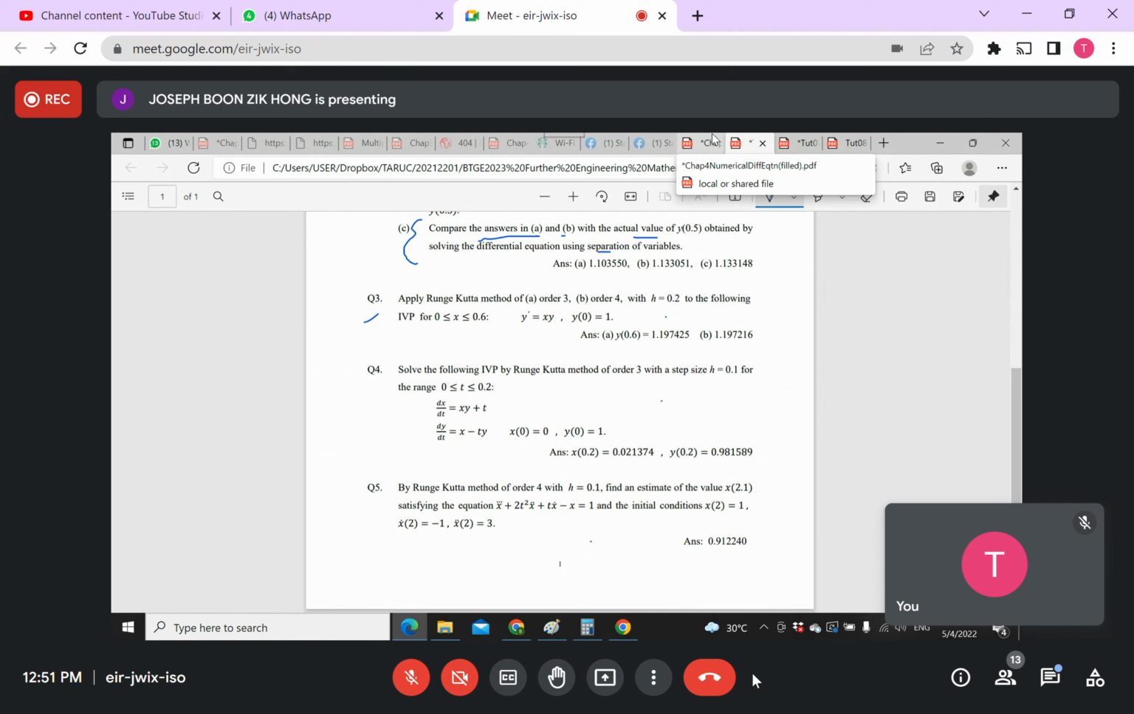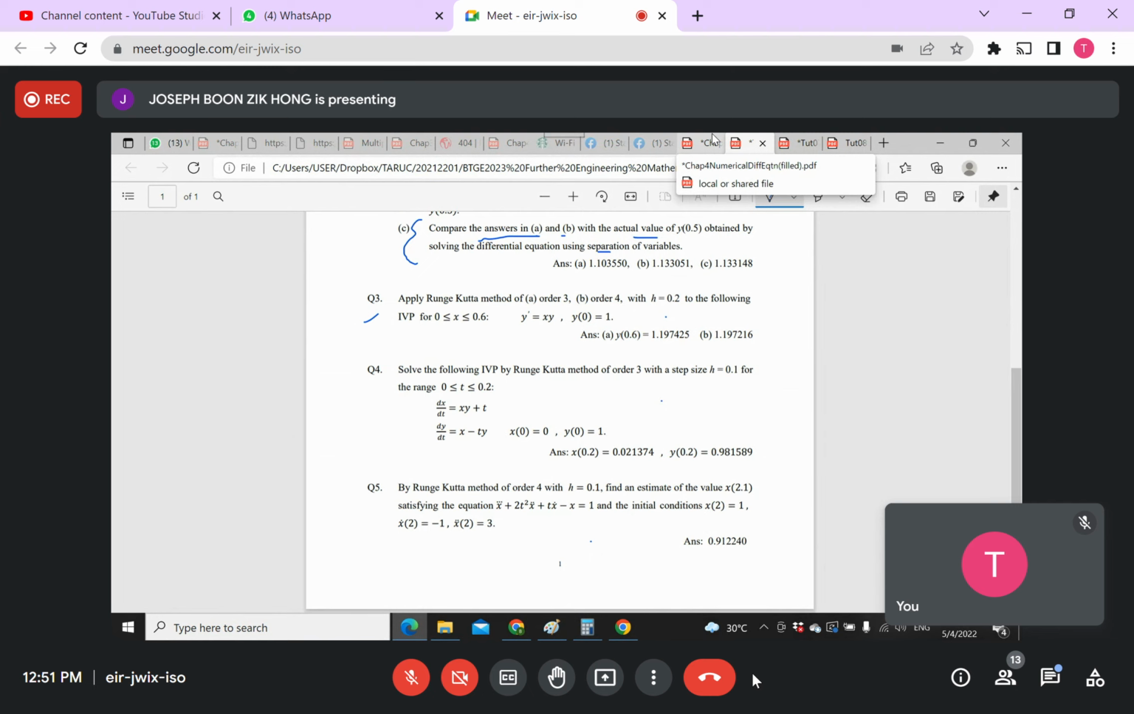Question 3, you only need to find the 0.2, 0.4, 0.6, although it's only 3 steps. But because you need to do the order of 3, that means you have to calculate K1, K2, K3 for 3 times. If order of 4, that means you have to calculate K1, K2, K3, K4 for 3 times. So that means like a 12 step already if you compare to the normal Euler method.